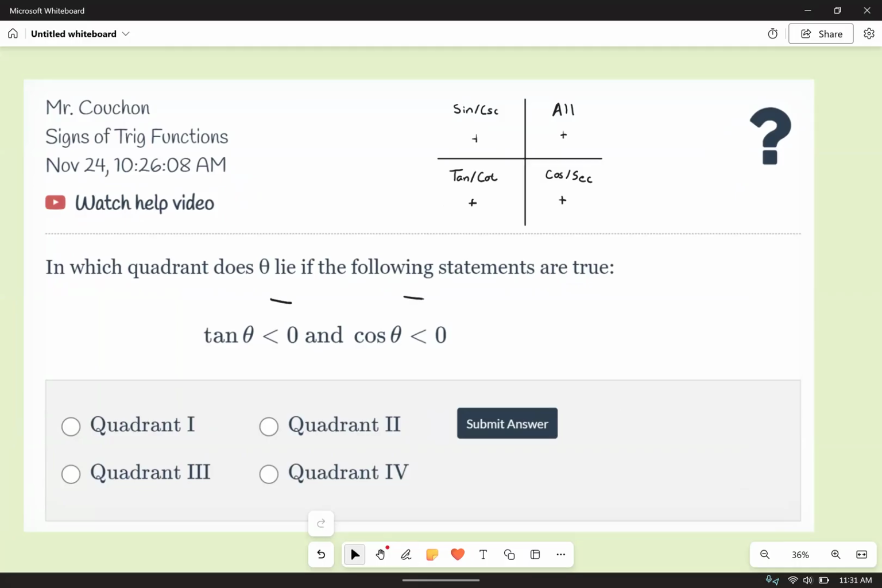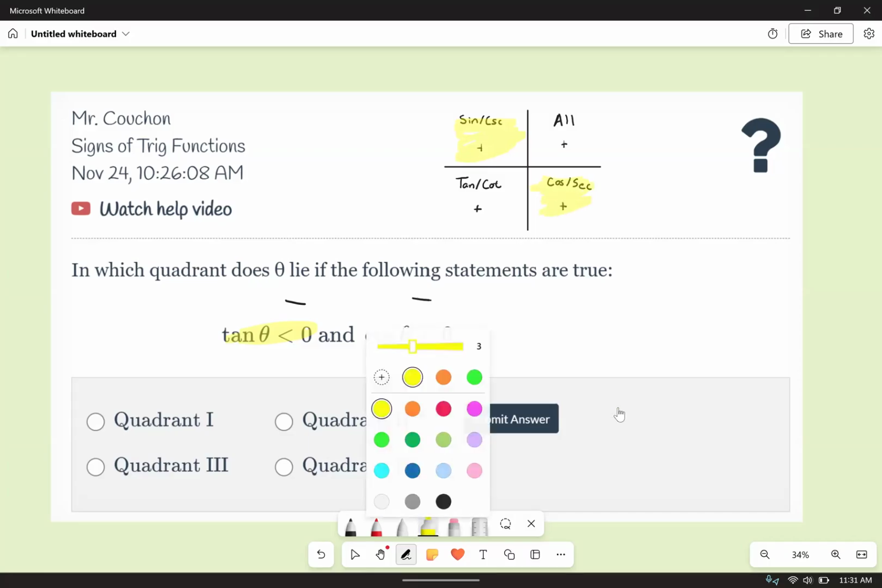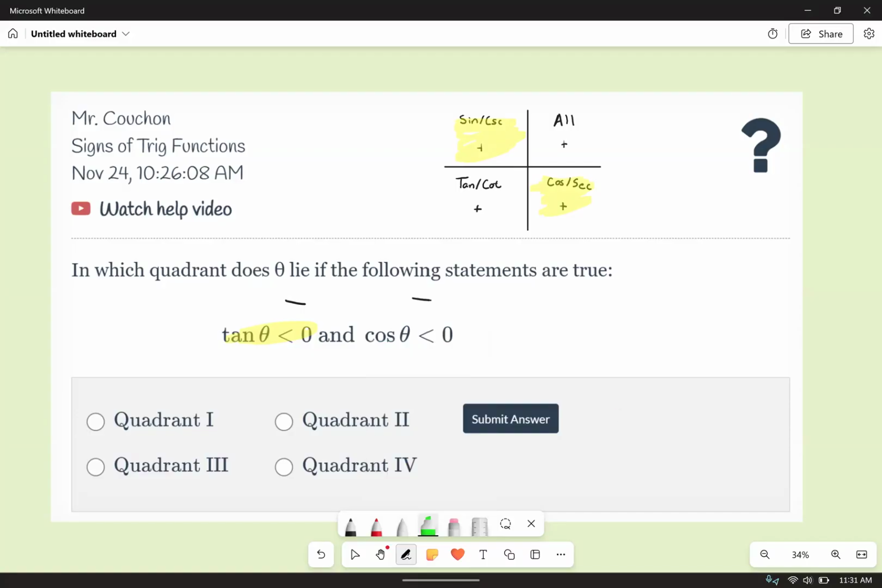So let's first look at tan of theta and get this down. Tan of theta is going to be negative in quadrant 2 and quadrant 4. Now, what about cosine? When is cosine negative? Well, cosine is negative in quadrant 3 and quadrant 2.